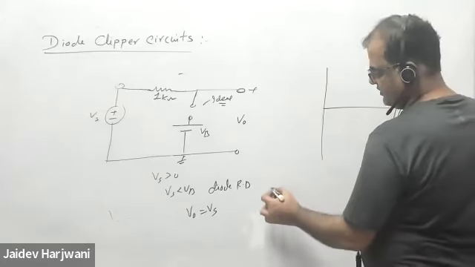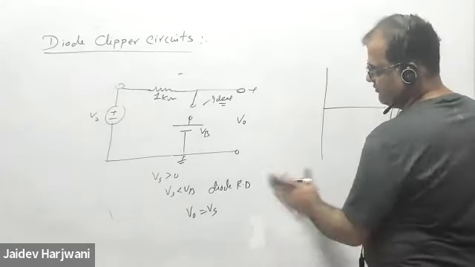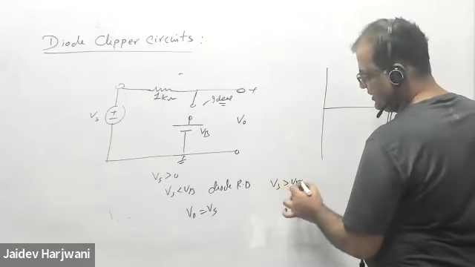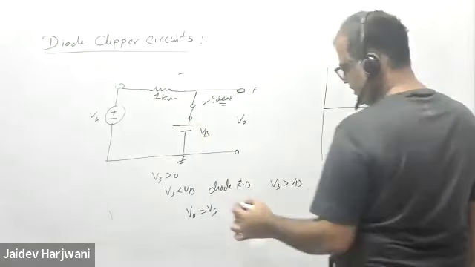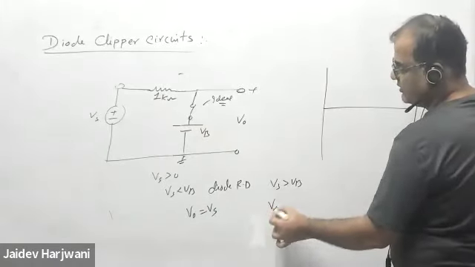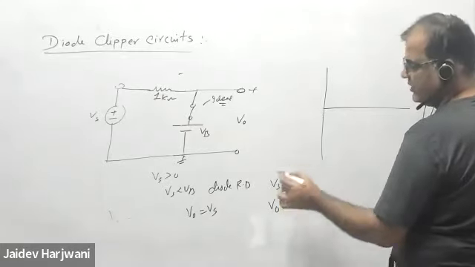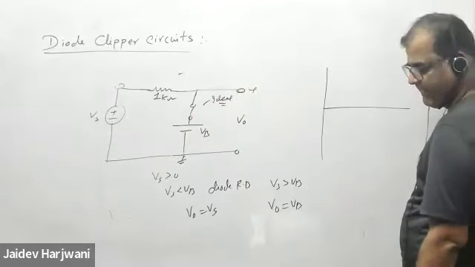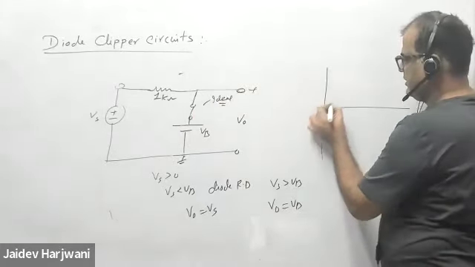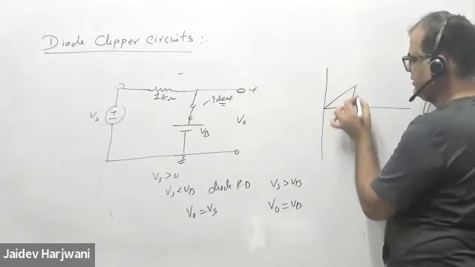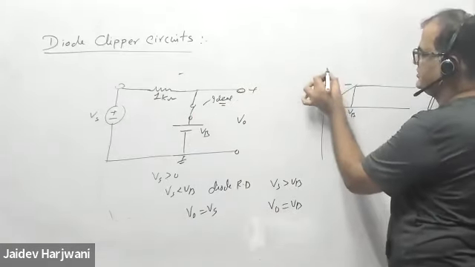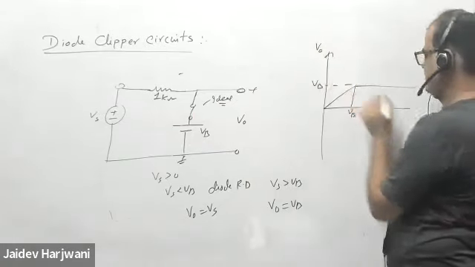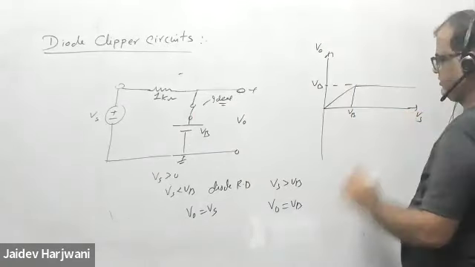Okay, and similarly when Vs is greater than VB, then this diode becomes a short circuit, and my V naught will become equal to VB. This VB will come as V naught. So up to VB it follows Vs, after that it is fixed at VB.